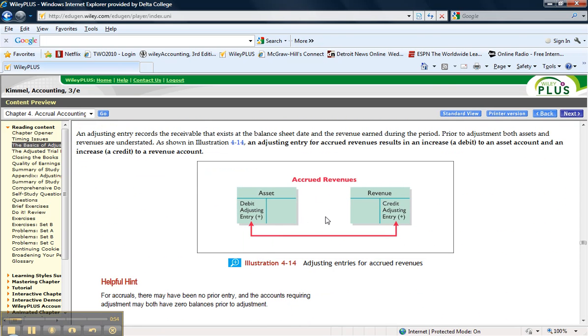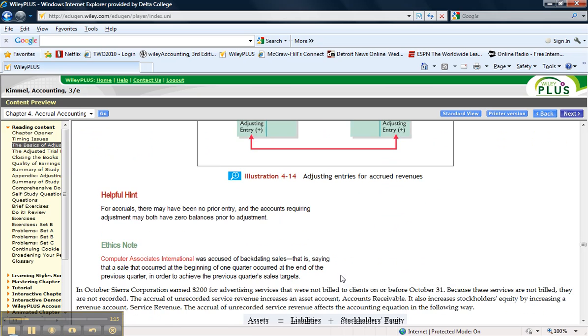So in these types of adjusting entries, we're going to increase an asset, accounts receivable, and credit revenue to show that we've got the earned revenue, but we're not getting any cash yet. So the accounts receivable, it doesn't say it here, but the accounts receivable is what is going to get debited to show that we're owed money even though we haven't yet billed for it.